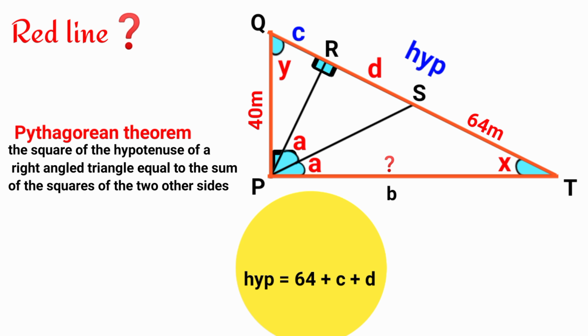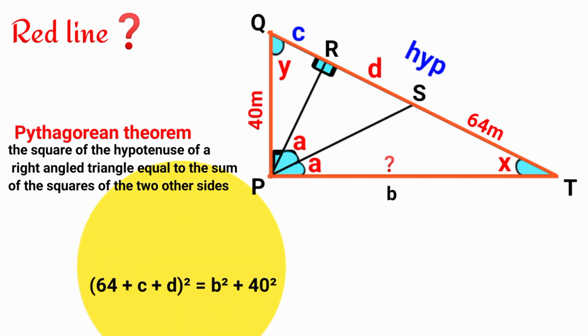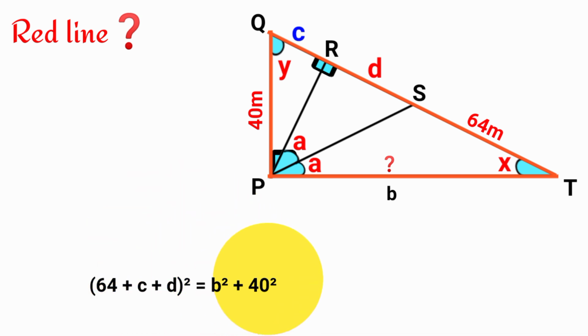By Pythagoras, the square of this 64 plus C plus D must be equal to the sum of the squares of this B and this 40. So 64 plus C plus D all squared equal to B squared plus 40 squared. 40 is 4 times 10. 4 times 10 all squared is 4 squared times 10 squared. 4 squared is 4 times 4, which is 16. 10 squared is 10 times 10, which is 100. 16 times 100 is 1600. So 64 plus C plus D all squared equal to B squared plus 1600.